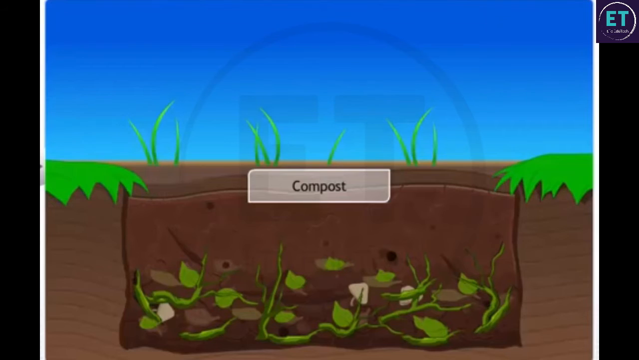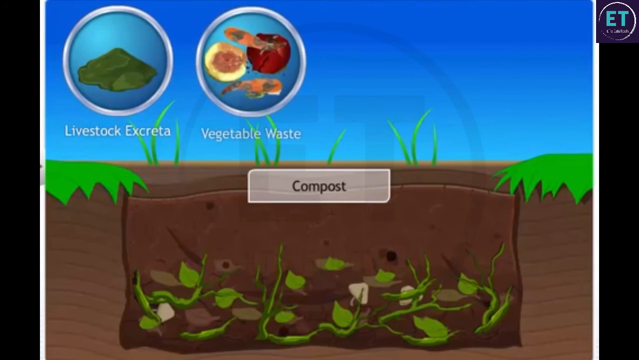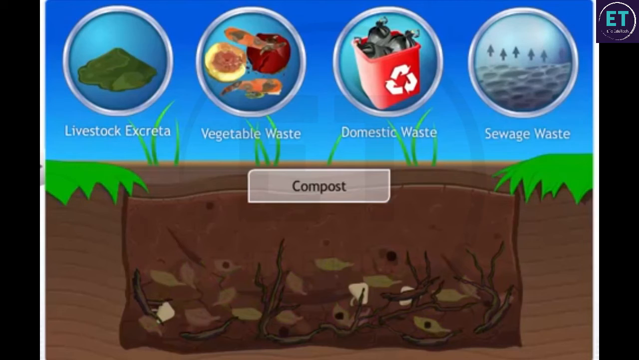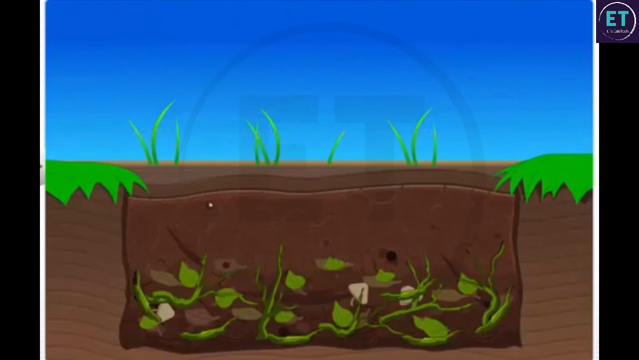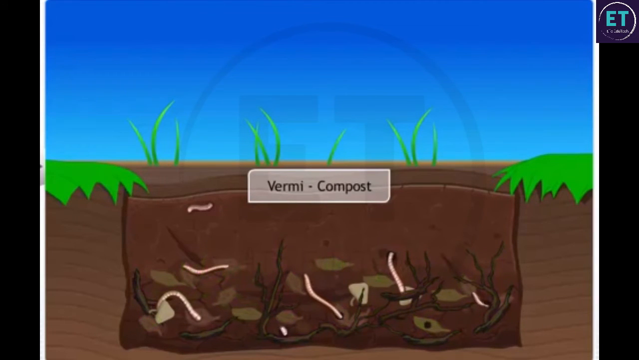Compost is prepared by decomposing farm waste like livestock excreta, vegetable waste, domestic and sewage waste in pits. This process is called composting. Compost is also prepared by using earthworms to fasten the decomposition of plant and animal wastes. This is called vermicompost.